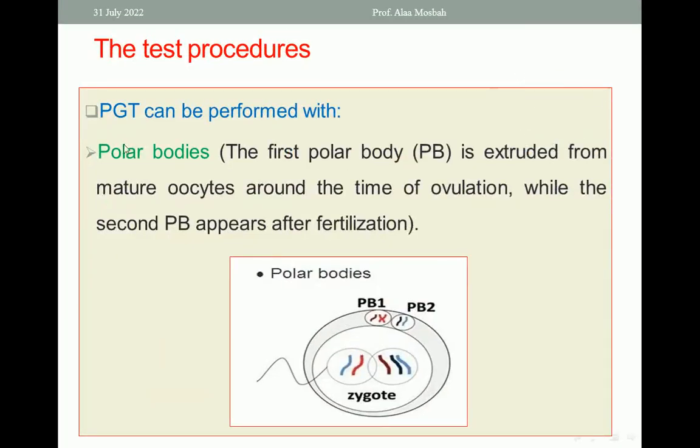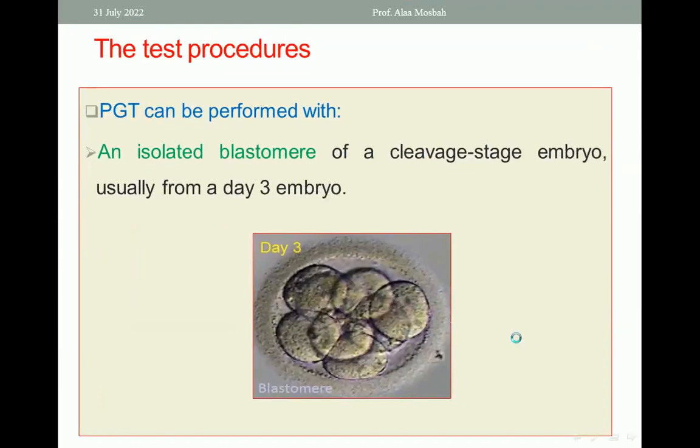Okay, again, for the test procedure, I'm going to take the biopsy from the polar bodies, either the first polar body extruded from the mature oocyte with the first meiotic division at the time of ovulation, or from the second polar body with the second meiotic division at or after fertilization. And this picture shows you the first and second polar body.